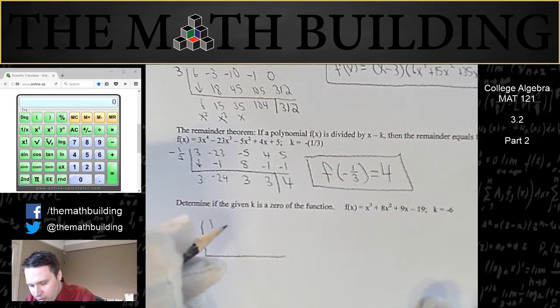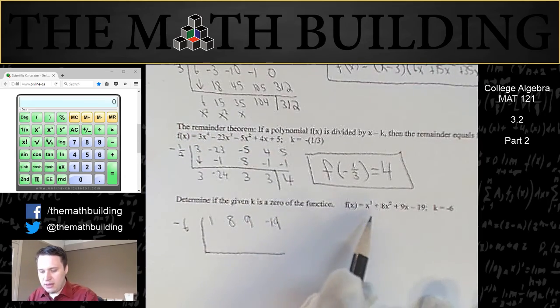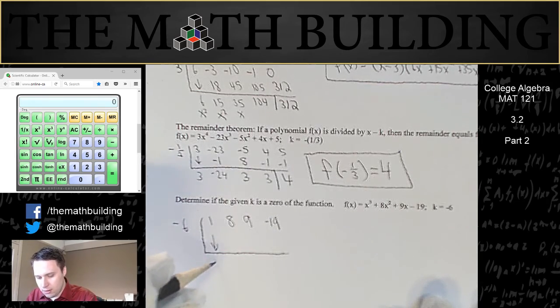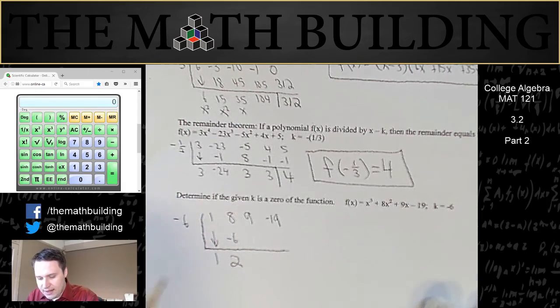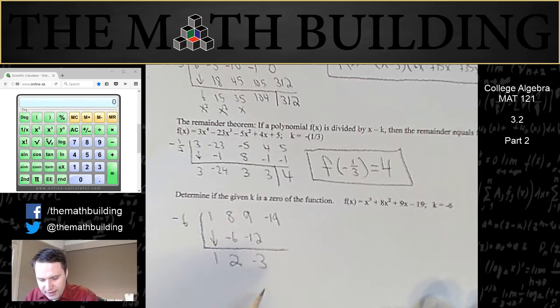So our coefficients are 1, 8, 9, 19. And make sure you don't miss a placeholder. Now let's play our game. Bring down 1. Negative 6 times 1 is negative 6. Add those together to get 2. Negative 6 times 2 is negative 12. Add those together to get negative 3.